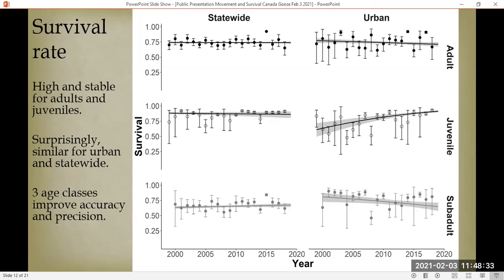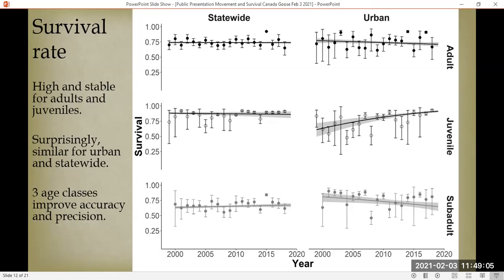One really interesting insight this provides is that the urban geese survive and are harvested at a similar rate to our statewide population. Our hypothesis coming into the study was that the urban geese would have a higher survival rate and a lower harvest rate because they weren't as susceptible to harvest as rural geese. But we didn't find that to be the case.